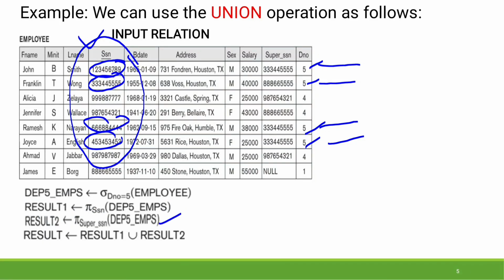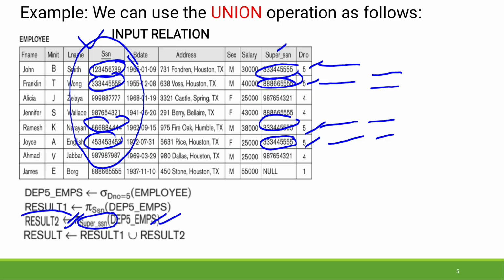In third expression, project operation is there. It takes same DEP5 underscore EMPS relation, that is these 4 rows. In that super SSN column is projected or selected. So this time super SSN is here. Only these 4 values are collected and they are saved in another intermediate relation, that is result 2. So this will be result 2 intermediate relation.